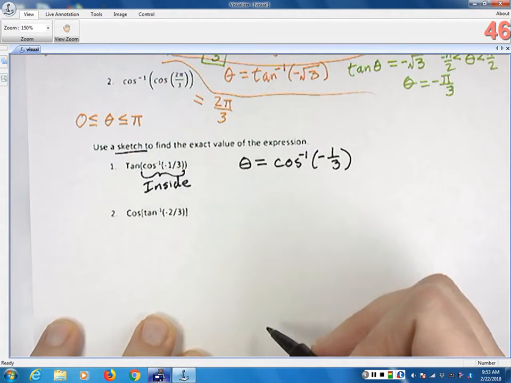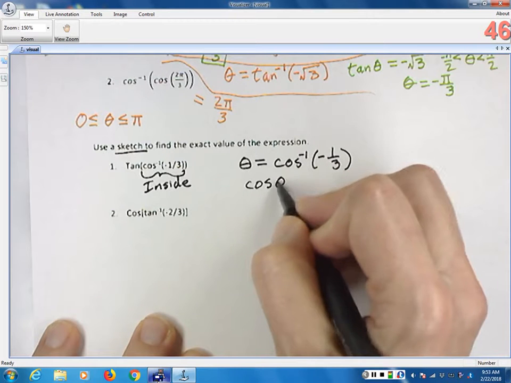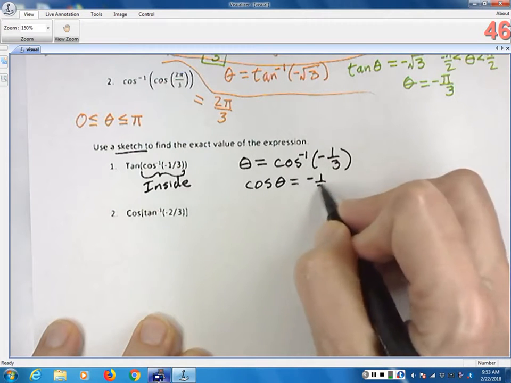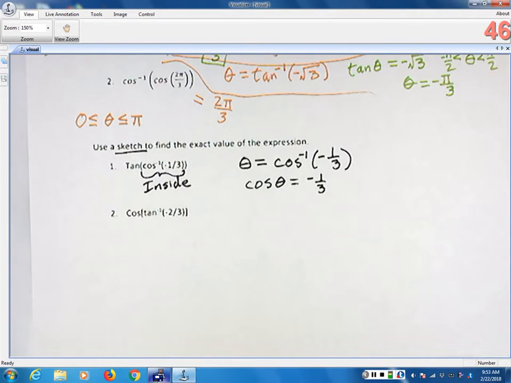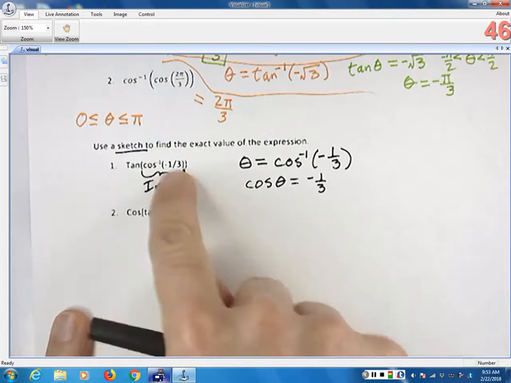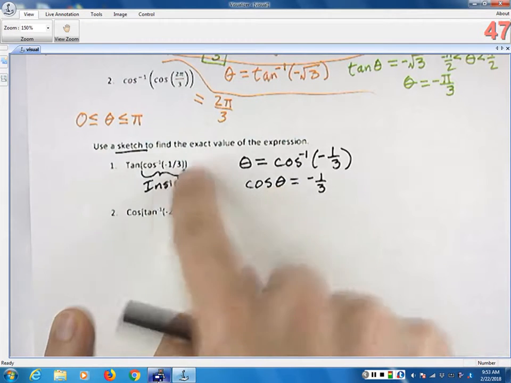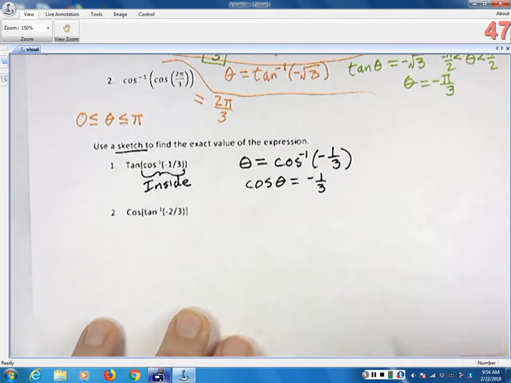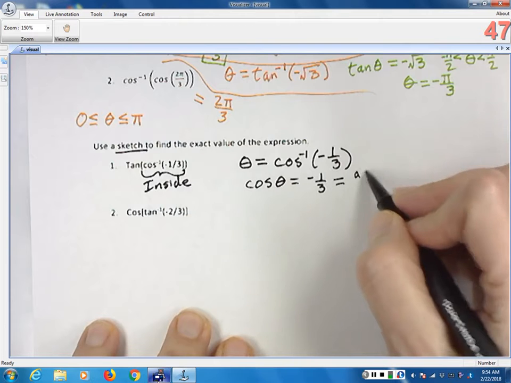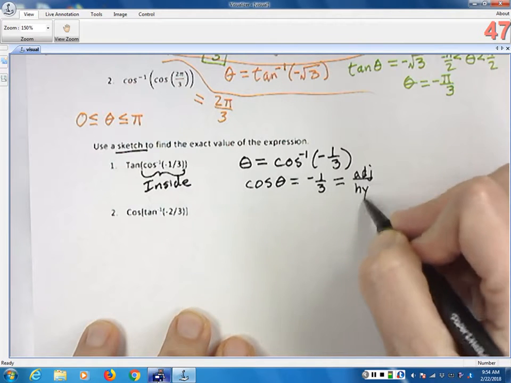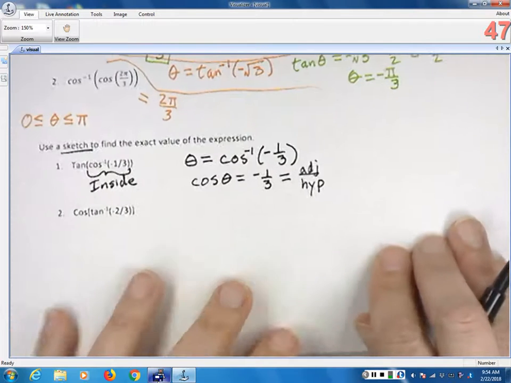Couldn't you skip that step and just write cosine of theta equals negative 1/3? Yes. Yeah, you could. As long as you have that on your paper, sure. As long as you understand this is a number in here, and we're looking for an angle on the inside, okay? And cosine is adjacent over hypotenuse. You have to have that memorized.